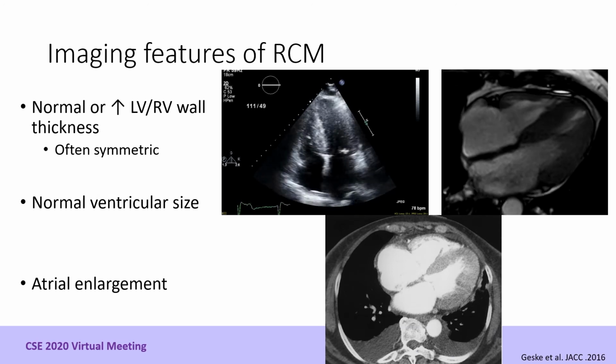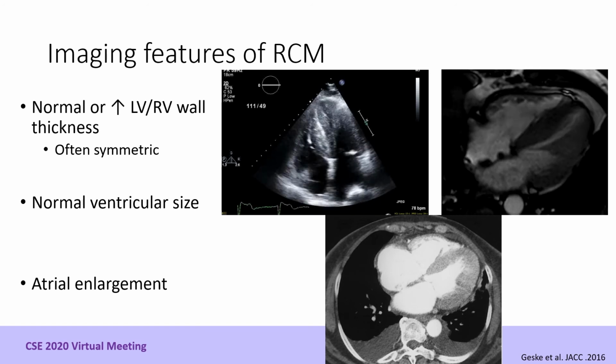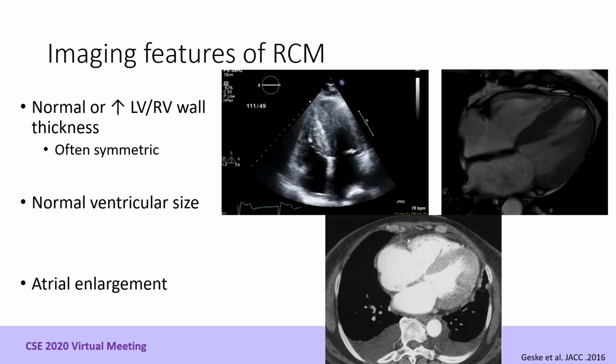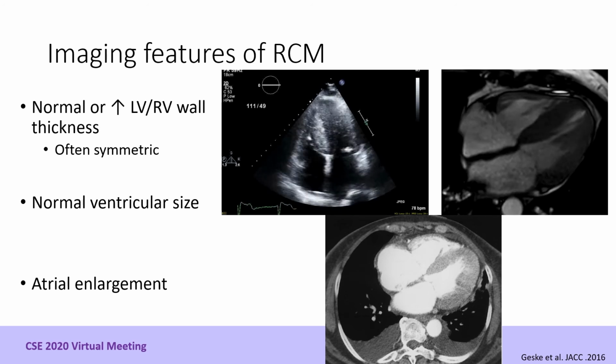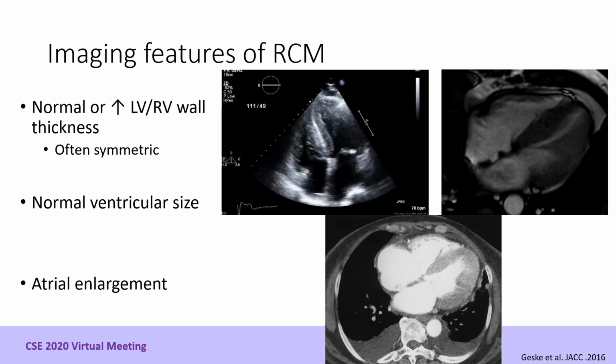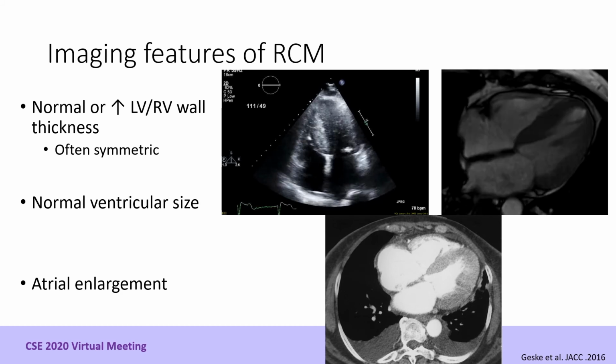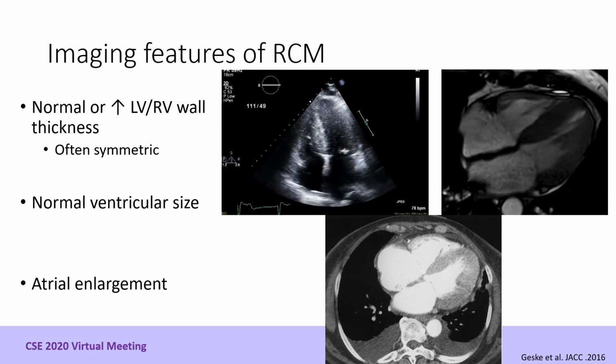The morphologic features consistent with a diagnosis of restrictive cardiomyopathy can be identified on echo, cardiac MRI, and cardiac CT. They include normal or increased LV or RV wall thickness, being deliberate to use the term wall thickness rather than hypertrophy, as many of the underlying causes are due to infiltrative or storage diseases. The increased wall thickness is often symmetric, but can be asymmetric. Ventricular size is normal, and the atria are typically enlarged.